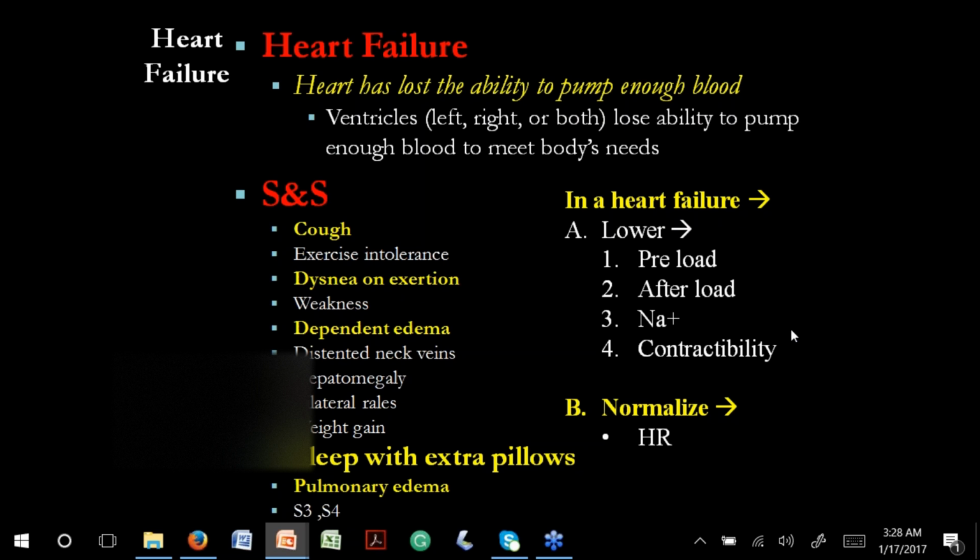One of the signs in the history that you are going to look for is that they sleep with extra pillows. Extra pillows. Why do they need to have extra pillows?